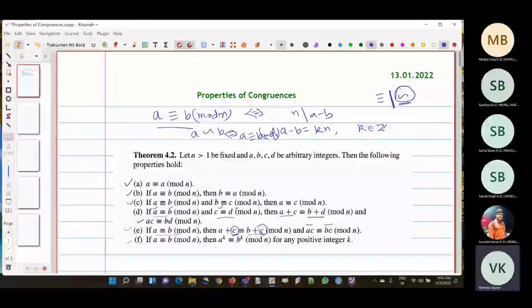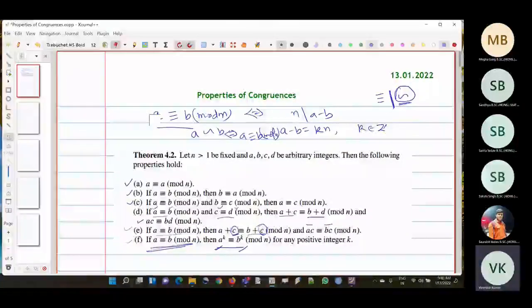And then in F, we have that if A is congruent to B modulo n, then A to the power K is congruent to B to the power K modulo n for any positive integer K. So if we have this congruence relation, we can say that K copies of A is congruent to K copies of B. So these are the meanings of the results.